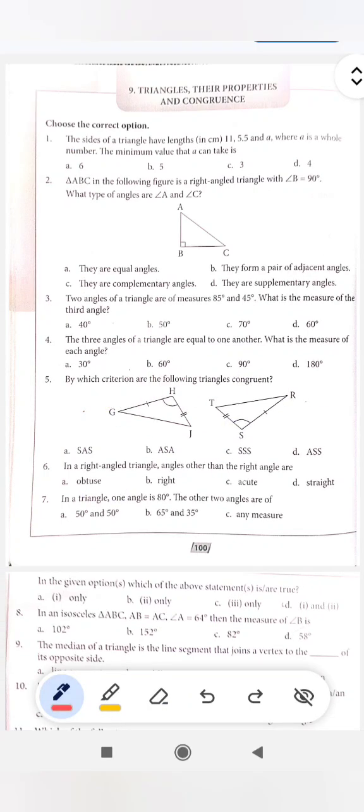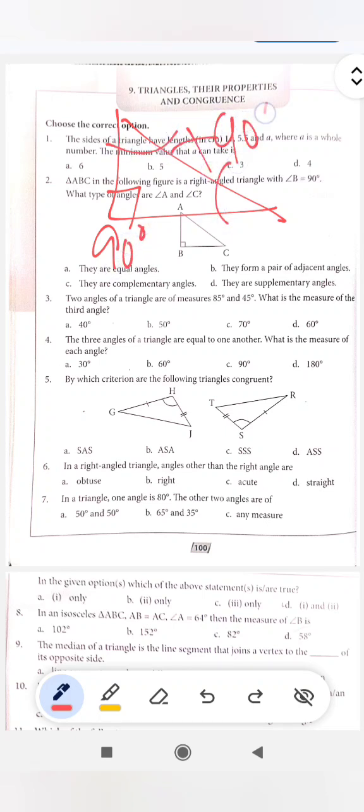In a right angle triangle, the angles other than the right angle are which type? Right angle triangle means one angle is already 90 degrees, and the other two angles must sum to 90 degrees so that it can fulfill the angle sum property. So here the other two angles must be acute. So option C is the correct answer.